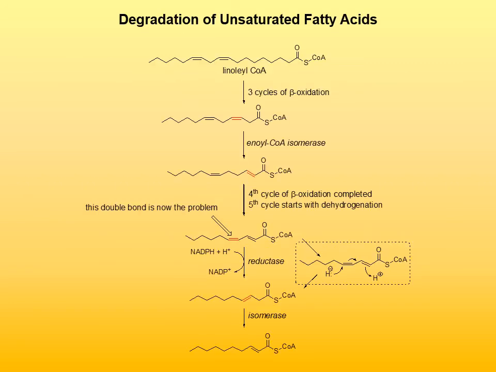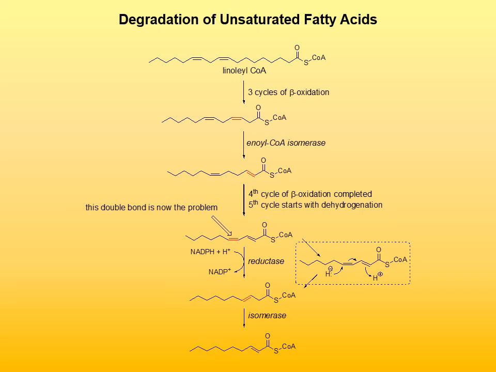Unsaturated fatty acids contain cis double bonds, and cis double bonds are obstacles to beta oxidation. An example is shown here, linoleic acid, and that shows how these obstacles are bypassed. So, of course, the fatty acid has to be activated as a coenzyme A ester, and then the first 3 cycles of beta oxidation proceed as usual. Now, the 4th cycle cannot proceed as now there is a cis double bond in position 3, and so beta oxidation is not possible.